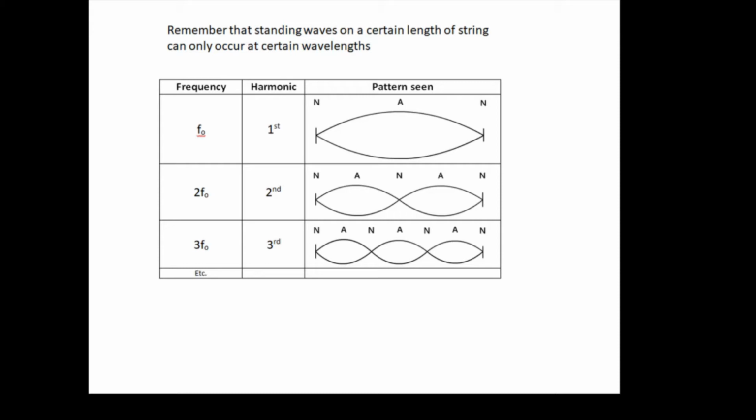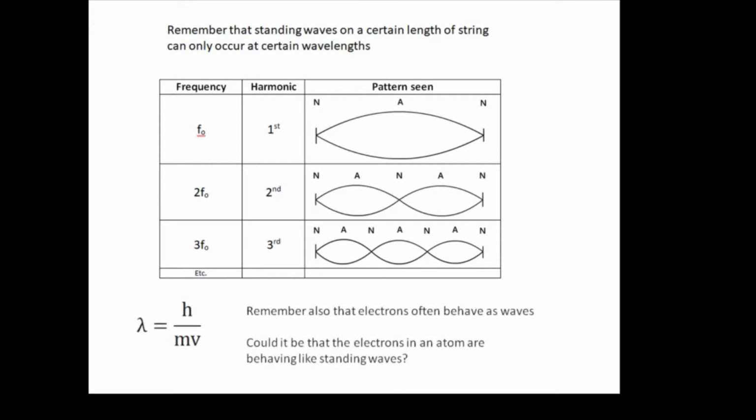Now, that's waves, but what about electrons? Hopefully, from your first year quantum physics, you also remember that electrons often behave like waves: wave-particle duality. Could it possibly be that the electrons in a hydrogen atom are behaving like standing waves? Maybe they can only have certain wavelengths. And if they can only have certain wavelengths, then they can only have certain frequencies, and they can only have certain energies. And that is the answer.